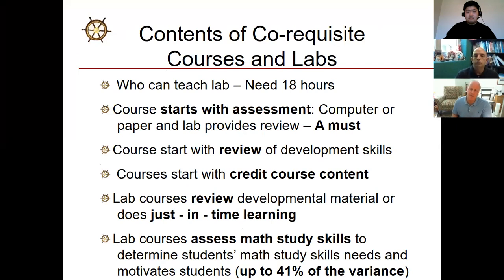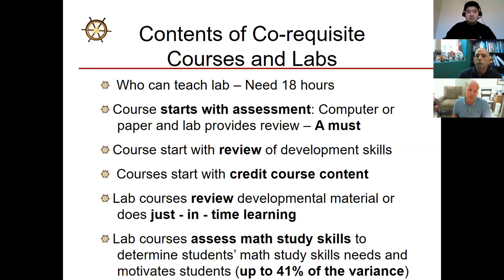And we hit this several times, and I'm going to hit it again. Co-requisites. This is how you make the courses successful. What do you do in the co-requisites lab? I've said this, I'm going to say it again. Start with assessment, a must. Start with review of developmental skills. Which ones? Based on your diagnostic. You know, start with course content.